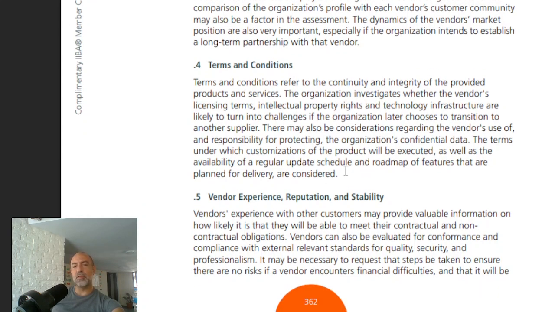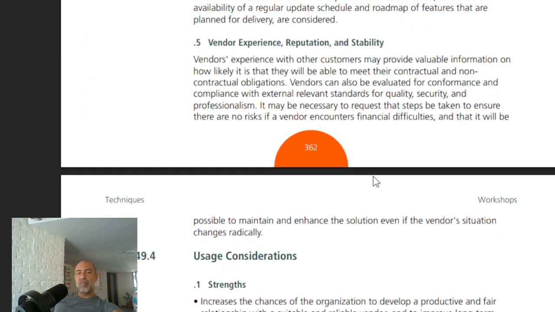Terms and conditions refer to the continuity and integrity of the provided products and services. The organization investigates whether the vendor's licensing terms, intellectual property rights, and technology infrastructure are likely to turn into challenges. And again, cultural fit is very important. And finally, vendor experience, reputation, and stability. Vendors' experience with other customers may provide valuable information on how likely it is that they will be able to meet their contractual obligations. Vendors can also be evaluated for conformance and compliance with relevant external standards for quality, security, and professionalism.